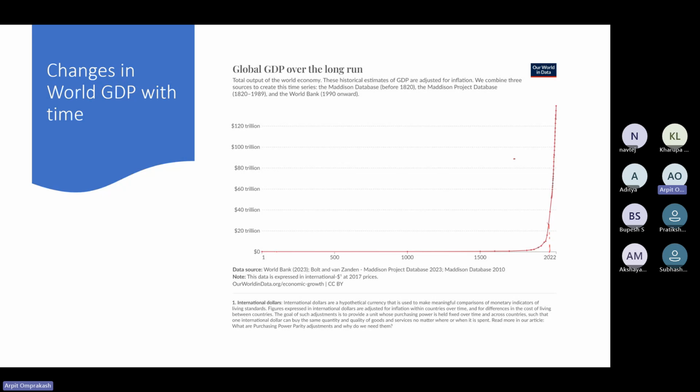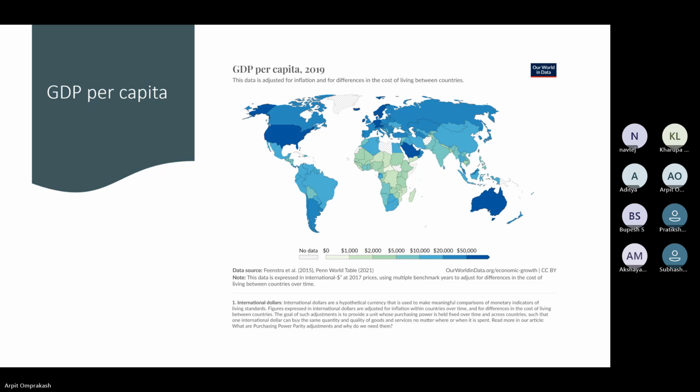Let's say it took almost 2000 years to come to this value, which is around, let's say, 30 trillion. But from 30 trillion to 120 trillion, it just took very few years for the GDP to increase. So the affluence that we are having as a population is also more because we are using more and more resources as time is passing by.